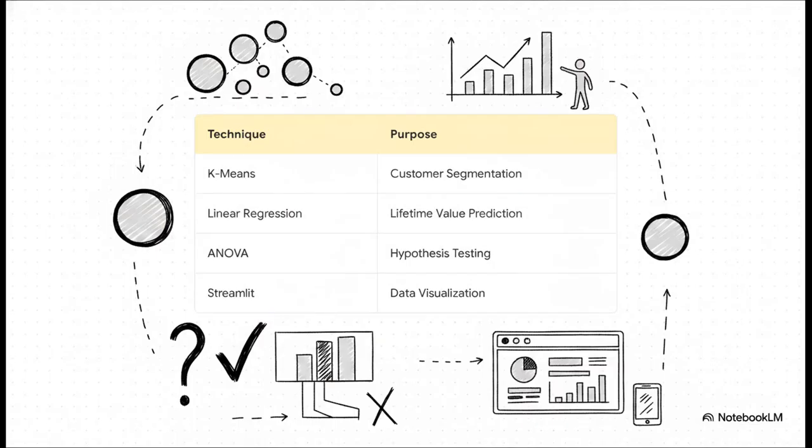To actually utilize that RFM data, the repository brings together a really solid tech stack. It uses unsupervised machine learning, specifically K-means clustering, to segment customers, grouping people with similar behaviors without needing any pre-labeled categories. Then, it uses supervised ML, like linear regression, to predict their future lifetime value. It throws in ANOVA for statistical hypothesis testing to make sure the math is sound, and wraps it all up with Streamlit for interactive data visualization. It's just a highly comprehensive toolkit.